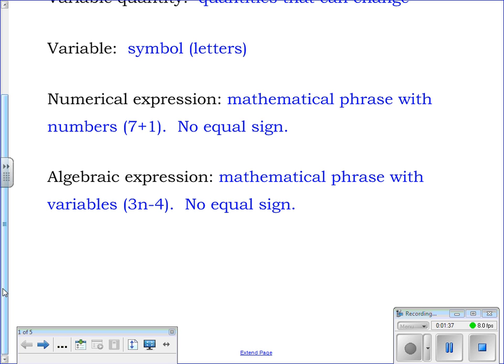3n minus 4, I don't know what n is. There's nothing it's equal to, so I can't solve it. n is not negative 3/4, or 4/3. We didn't set it equal to 0. We didn't solve it because there is no equal sign. It's an expression. Okay, everybody got this?